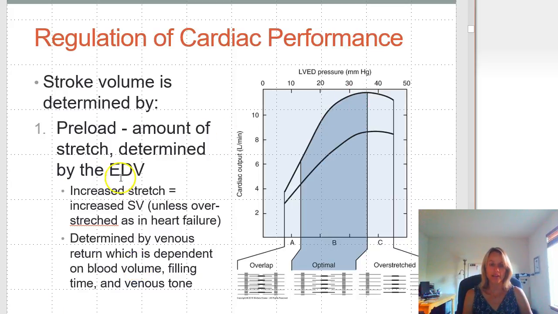The amount of that end diastolic volume is going to be determined by the venous return, which is going to be dependent on the blood volume, the filling time, which would be determined by the heart rate, and how much tone there is in the venous system.